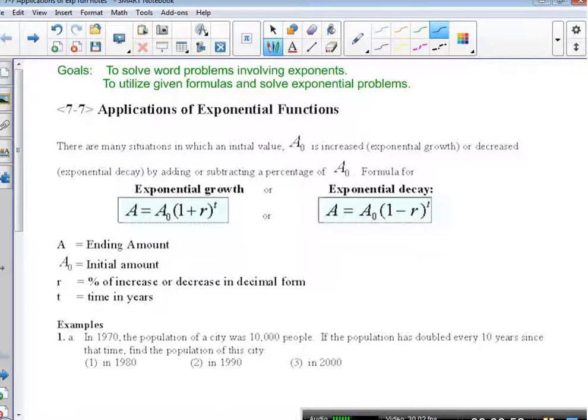So if you are multiplying something, if something's increasing, then it's already going to be worth 100% of its value, so you would do 1 plus the amount that you're increasing it by. If something's decreasing exponentially, then you would take the 100% of its current value, and you would subtract off that percent.